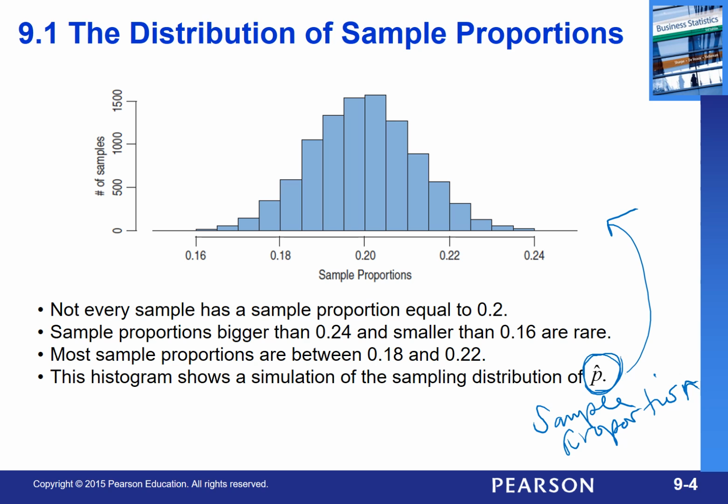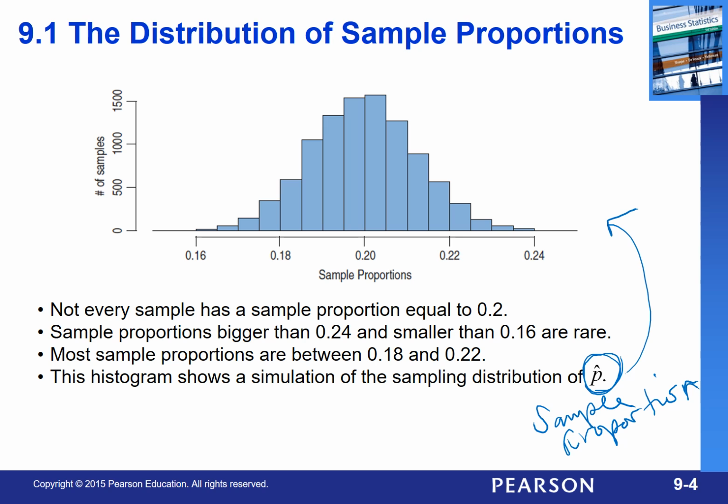Not every sample will have the proportion 0.20. Just like me getting 0.3 and you getting 0.4, there's going to be some variation here. Certain samples are going to be more common than others, like stuff around 0.20 is definitely more common than around 0.16 or 0.24. We notice that most of the sample proportions are between 0.18 and 0.20, with a few being not so close. We call this the sampling distribution.